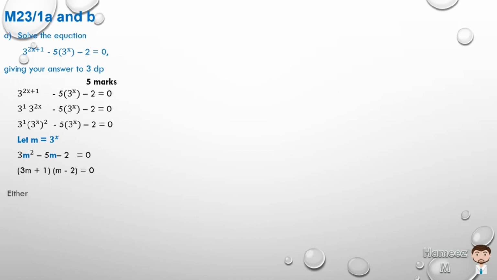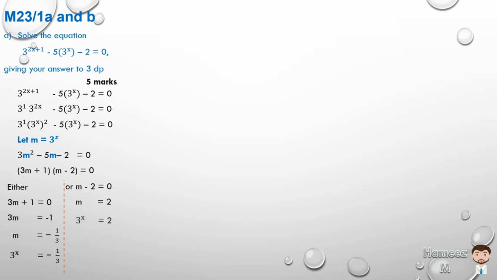That will give us 3m plus 1 by m minus 2 is equal to 0. As such, either the first bracket 3m plus 1 is equal to 0, which means 3m is equal to minus 1, so m is equal to minus 1/3. And if we substitute back for m, it means 3 to the power x is equal to minus 1/3. And the graph of 3 to the power x will only have positive values. As such, there is no solution for this. So let's try the other bracket. m minus 2 is equal to 0, so m is equal to 2.